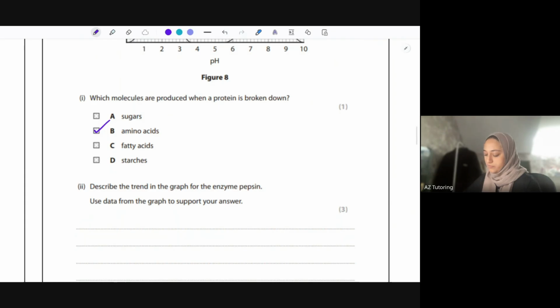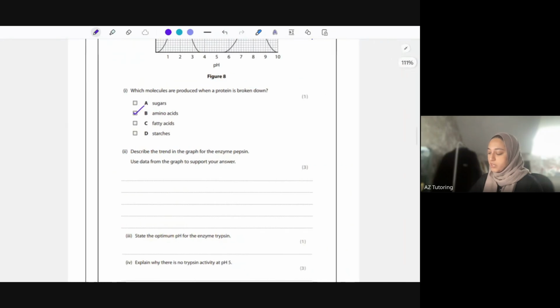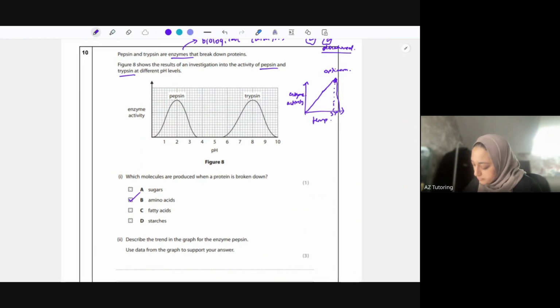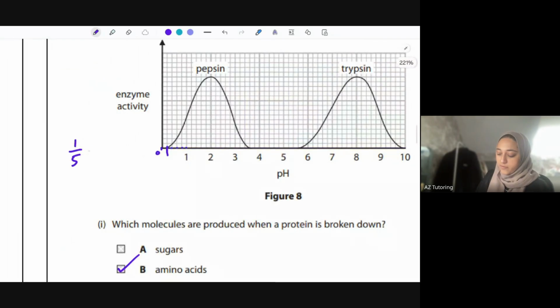Okay, let's move on. Describe the trend in the graph for the enzyme pepsin. Use data from the graph to support your answer. So for 3 marks, explain pepsin essentially. Let's describe the trend first. If we look at that, it doesn't start at 0, it starts over here. So between 0 and 1, that's 0, 1, 2, 3, 4, 5. So we've got 5 boxes between 0 and 1. If I do 1 divided by 5, that's 0.2. Each box is worth 0.2. So that there is 0.2.